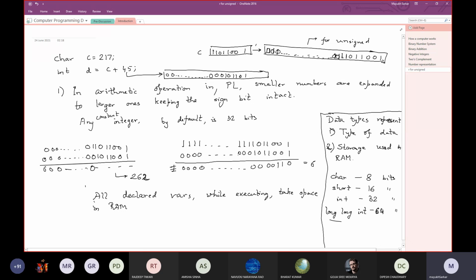So if you write something like short int or simply short int d, then you know that within the RAM this d is going to take 2 bytes. 2 bytes means 16 bits. This will be the storage of the d. Is it clear? Does it answer your question?